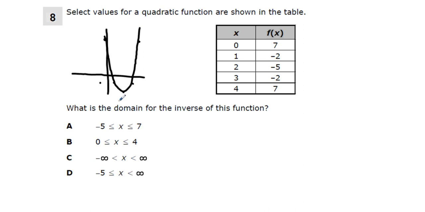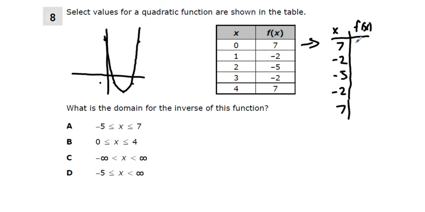It says, what is the domain for the inverse of the function? Well, for the inverse of the function, x's become y's and y's become x's. So instead, we would write this function as f of x here in its inverse. So we just switch x and y's. So we have 7, negative 2, negative 5, negative 2, and 7. And then over on the other side, we have 0, 1, 2, 3, 4.